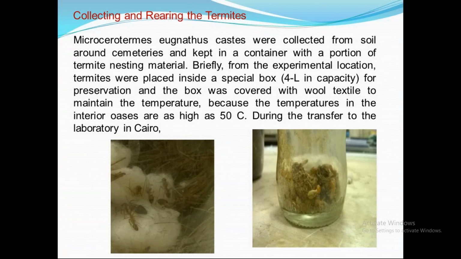Briefly, from the experimental location, termites were placed inside a special box for preservation, and the box was covered with wool textile to maintain the temperature, because the temperatures in the oases are so high, almost 50 degrees, during the transfer to the laboratory in Cairo.